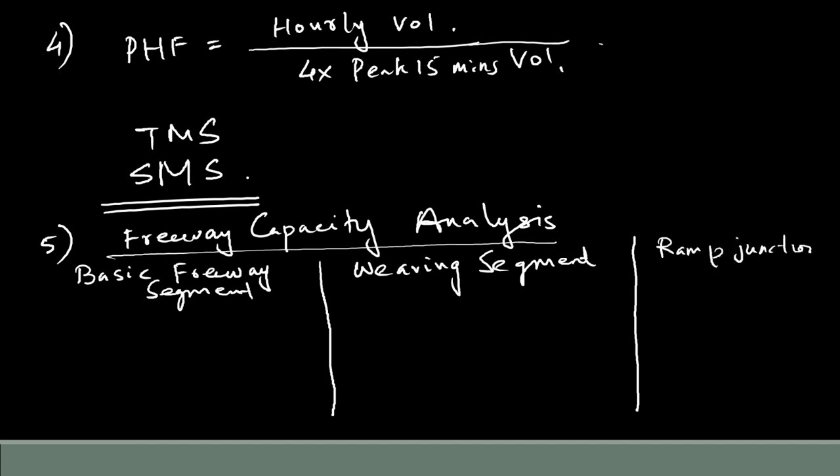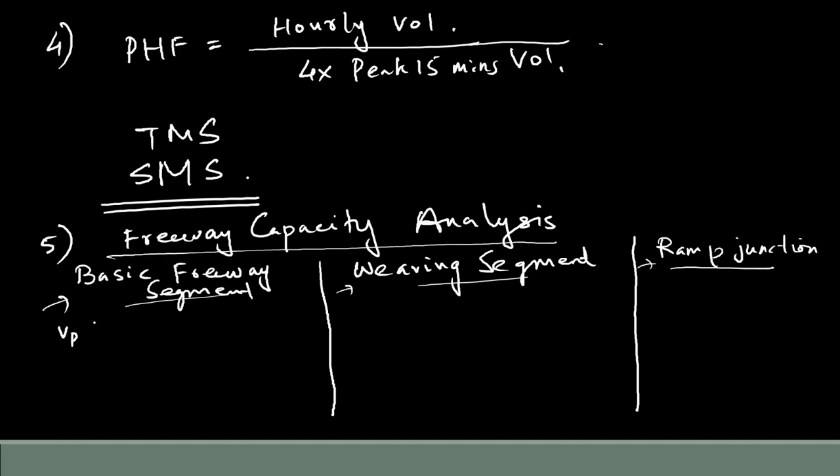So you need to know basically how to calculate the level of service, at least for the basic freeway segment, and how it is generally calculated for weaving segments and ramp junctions, just as an overview. You don't need to go into the HCM, the Highway Capacity Manual, and remember each and every step, but at least for the basic freeway segment you need to remember how it's done.